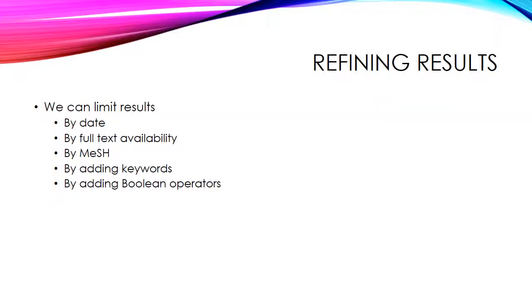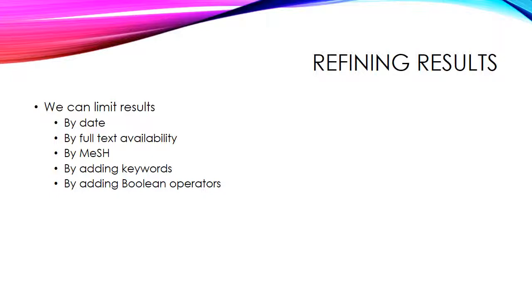When we look at refining our results, we can use dates. Most educational institutions recommend trying to find research that is not older than 5 years, from the publication date till today. Full text availability might provide you with articles that you can read now. If you are sending off for the articles, then you would not want to use this feature. Medical subheadings or MeSH are major groupings of data by subject. We could also add more keywords, and we could use Boolean operators.